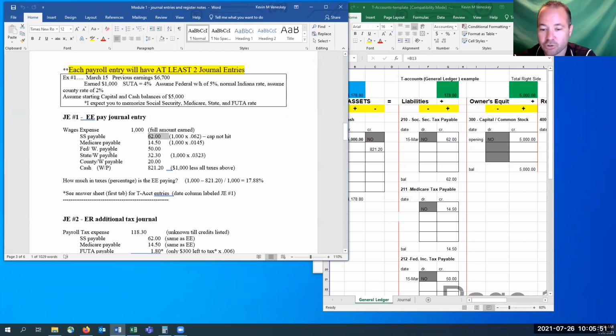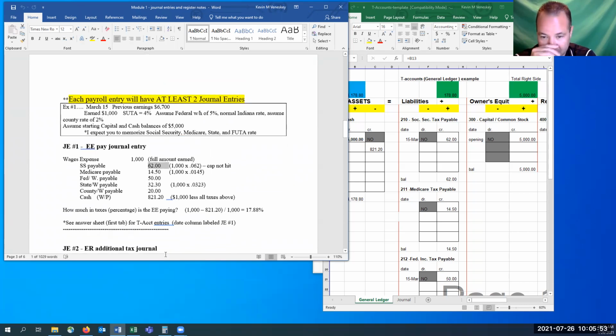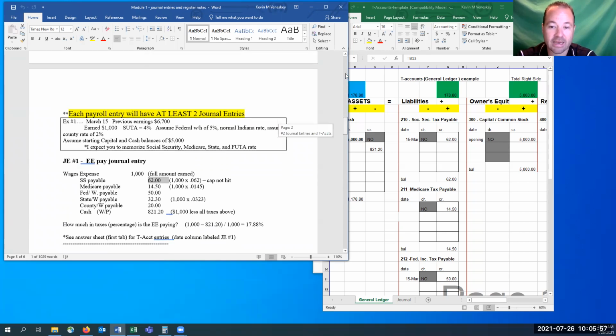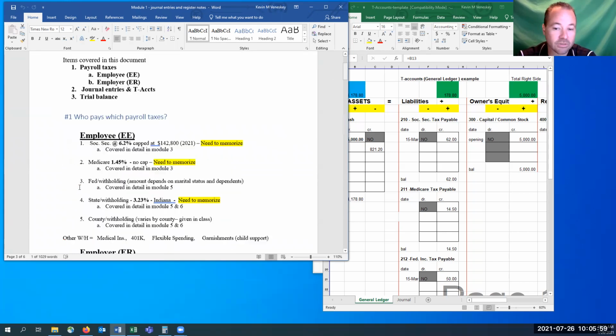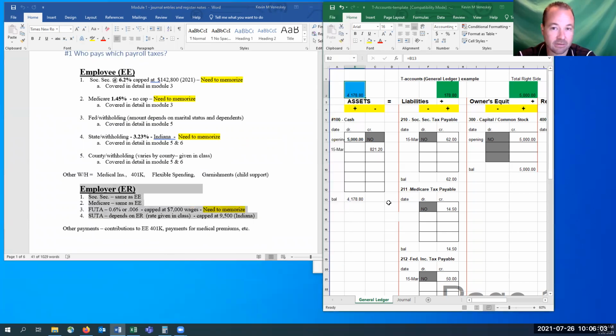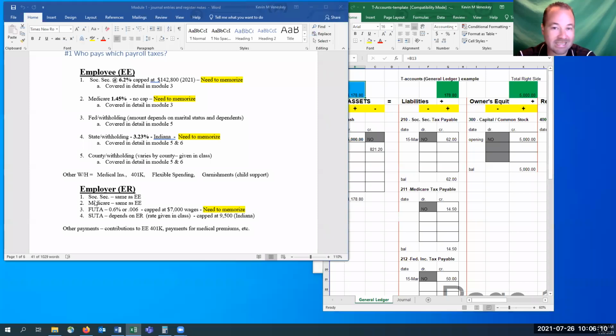All right, now let's do journal entry number 2. So we did the employee side. Now we're going to look at the employer side. What do they also have to pay and put into these T accounts that they owe? So we got the 4 taxes here. The first 2 are going to be identical to the employee. And then the last 2, we're going to have to start looking at caps, because the cap is really low. So that's going to come into play, and we're going to see how that works.